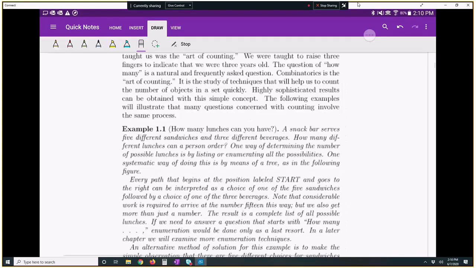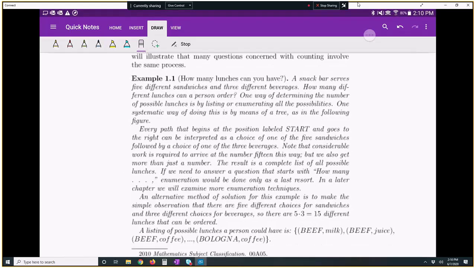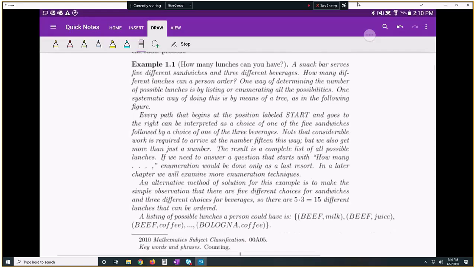So for example, a snack bar serves 5 different sandwiches and 3 different beverages. How many different lunches can a person order? So one way of determining would be to list or enumerate all of the possibilities. And one systematic way of doing that is by means of a tree. Every path that begins at the position labeled start and goes to the right could be interpreted as a choice of 1 of 5 sandwiches followed by a choice of 1 of 3 beverages.